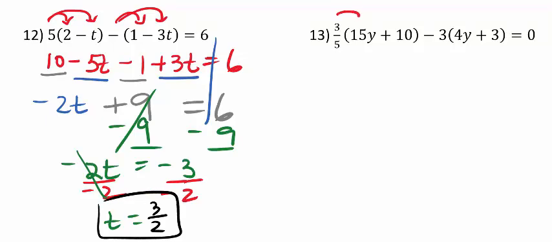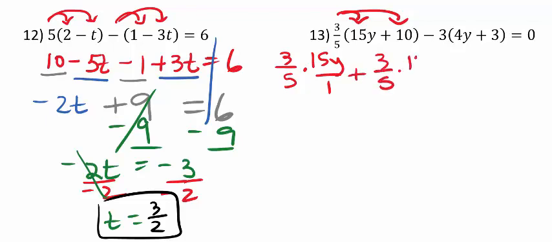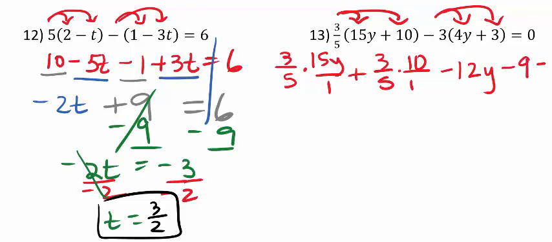In number 13, we're going to take 3/5 and we're going to multiply it by each term. And I'm going to rewrite this as 3/5 times 15y over 1. I'm going to clean that up here in a second, and then I'm going to take 3/5 and multiply it by 10. And I'm going to put that 10 over 1 to make it look like a fraction. Then I'm also going to distribute here. This one's a little bit easier to do. A negative 3 times 4y is going to be minus 12y. And then a negative 3 times 3 is going to give me a minus 9 equal to 0.